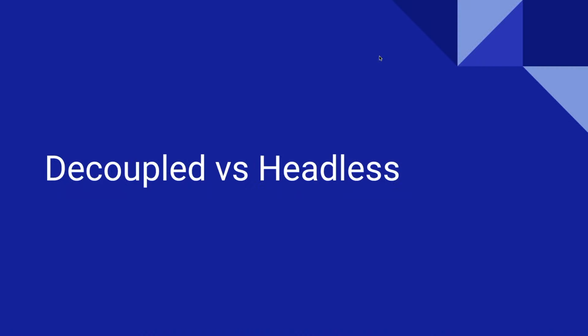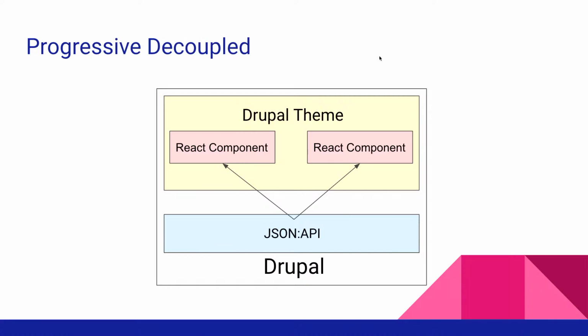First, we start with the difference between decoupled and headless. Decoupled can be divided in two parts. Is progressive decoupled, where a React component in this example, but can be also a Vue.js or Angular component, for example, is embedded into the Drupal theme and is getting data from Drupal through JSON API or passed through variables or any other type of source.